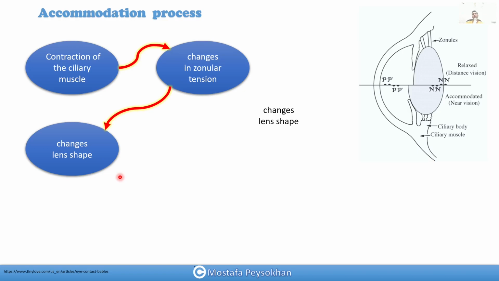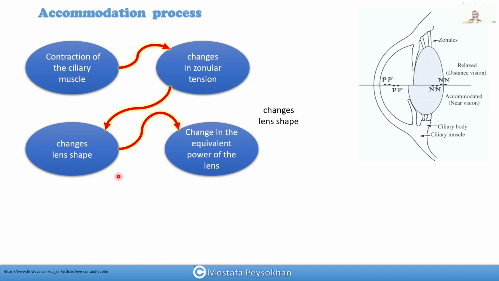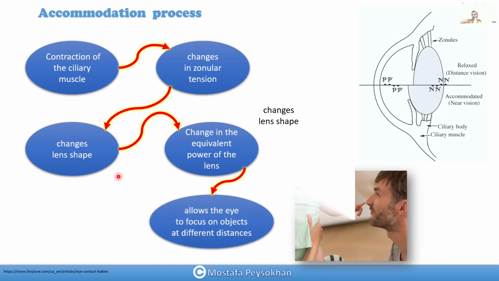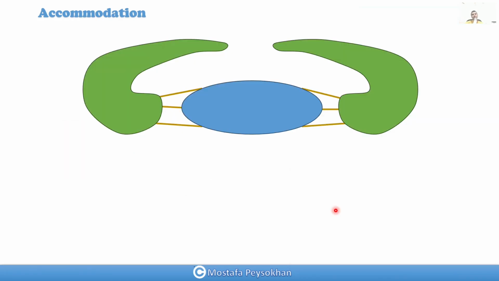So the shape of the lens in our eye changes, and then that change of shape causes a change in the equivalent power of the lens, which is an optical element and is important for us. And that change in optical power allows our eye to focus on an object at different distances. That's the whole process happening in our eye when you're looking at objects at different distances. That's the reason this kid can see pretty close to his eye and also see very far distances.